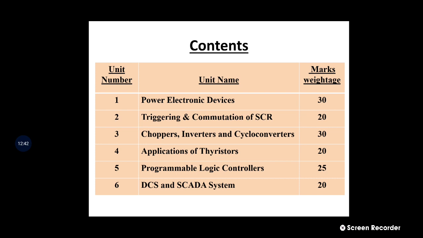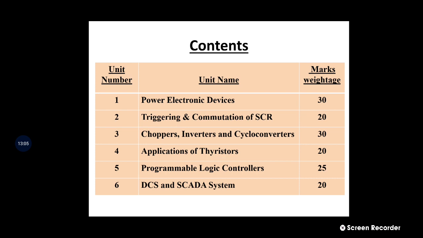Next we move on to unit number 3, that is choppers, inverters, and cycloconverters. Here, as I told, these are the different power electronic systems, or what we call power electronic converters. We make use of these power electronic converters to provide a power supply to the machineries which are involved in the industry.